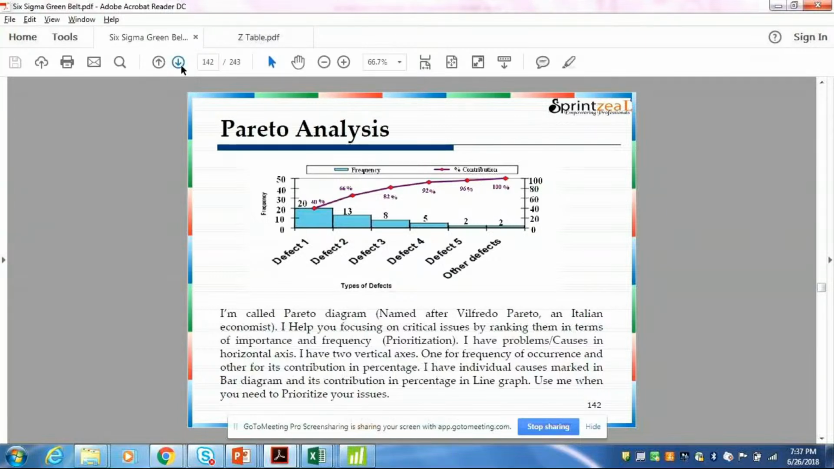Okay. Do you know how to draw a Pareto? I don't think I ever have drawn a Pareto. Oh, okay. Okay. Let's go ahead and do that.